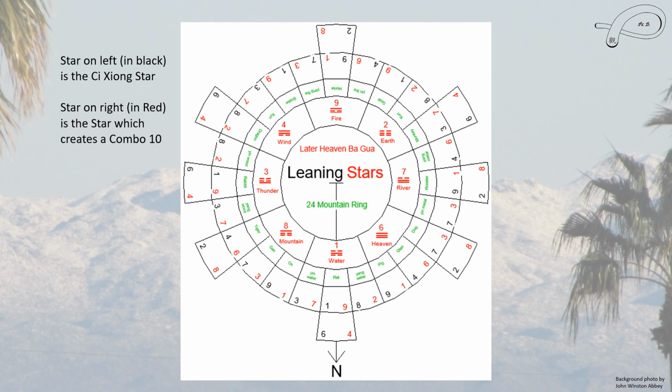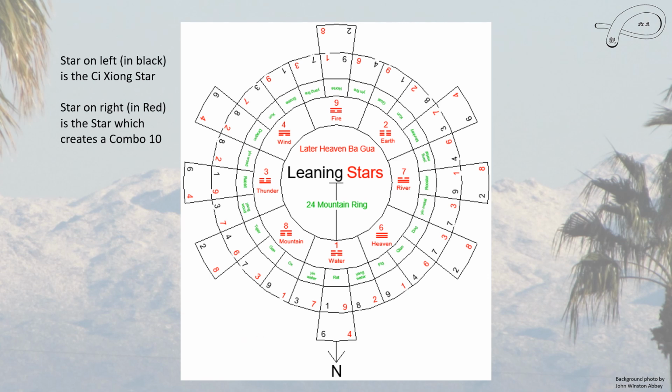So this is the leaning star chart. The star, that is the number on the left-hand side that's in black in every single one of these sectors, actually comes from the Qi Hong chart. And the star on the right, which is always in red, is the star that creates a combo 10 with the Qi Hong star. And so it's super simple.